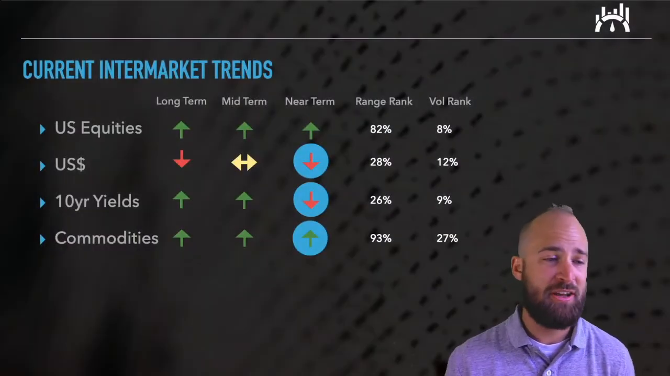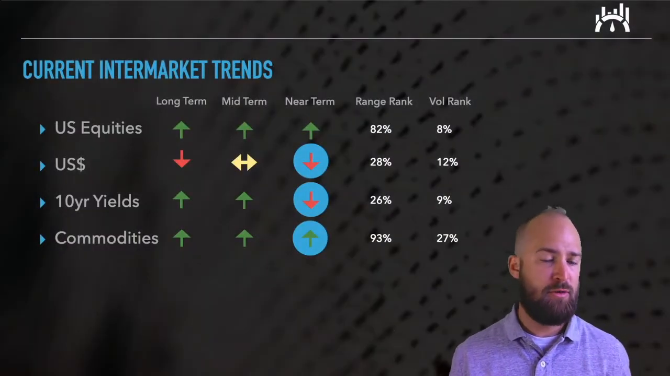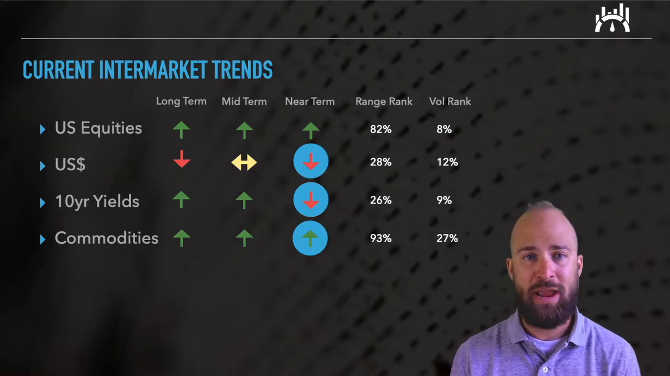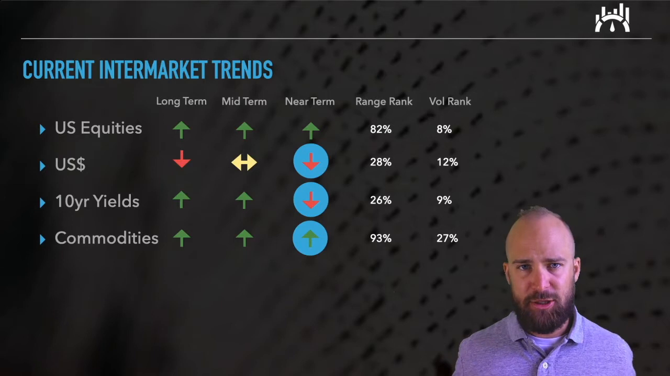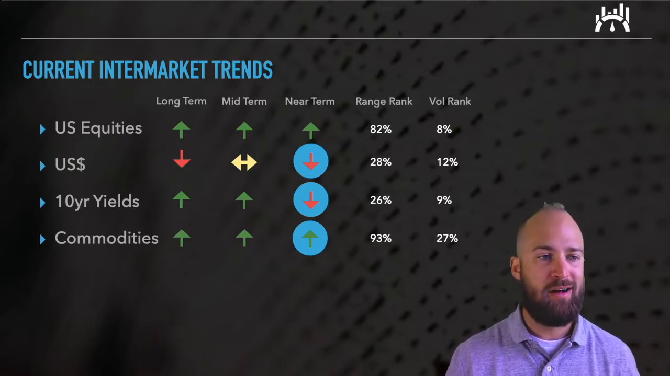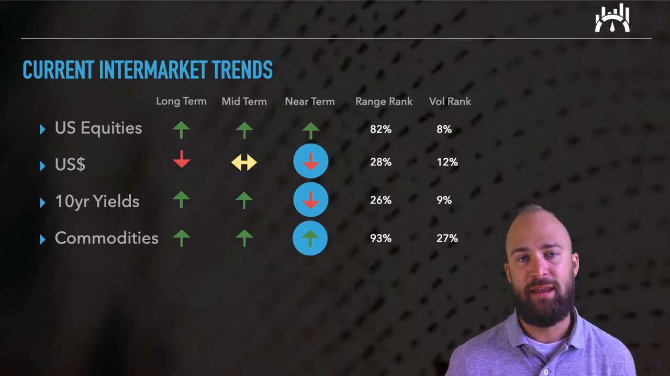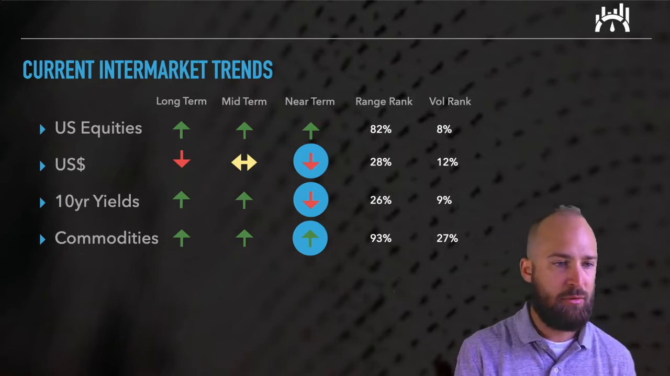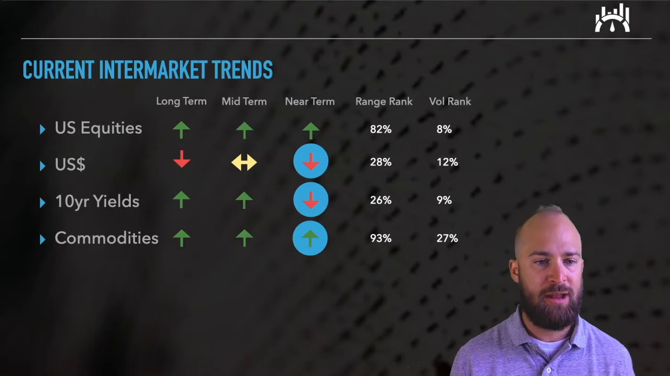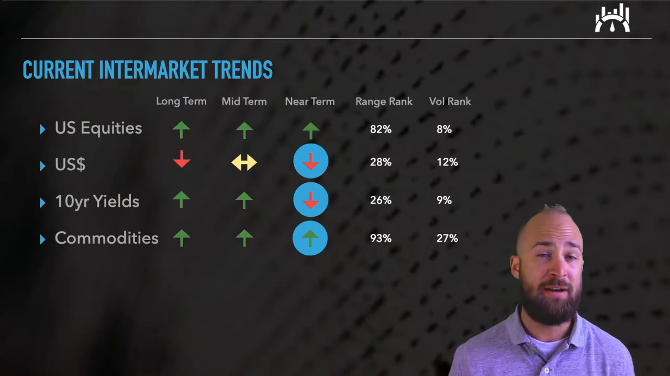Starting with the intermarket picture today, you'll notice I moved some things around, so I added range rank and volatility rank to this slide here. Super helpful to get a quick read on the current near-term setup in the main intermarket asset classes. US equities are up across all time frames, so a solid uptrend there, with a current range rank of 82% and a volatility rank of 8%.